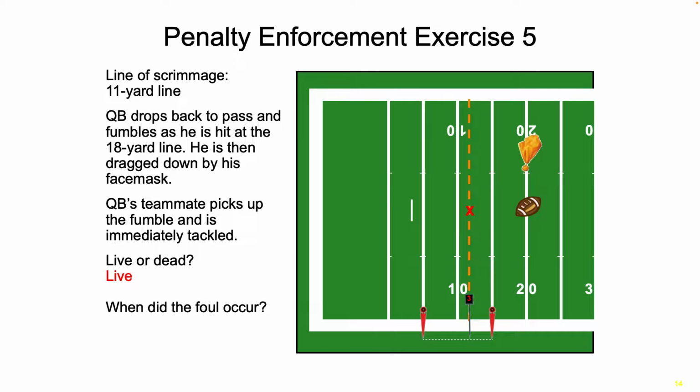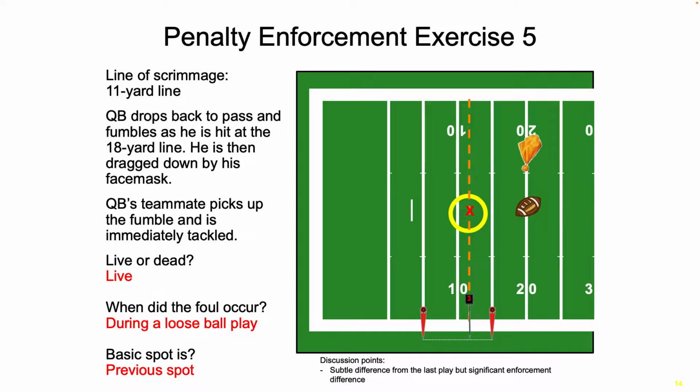When did the foul occur? What type of play was happening when the foul occurred? This time it was a loose ball play. We had a fumble behind the line of scrimmage. So what's the basic spot for a loose ball play? That would be the previous spot.